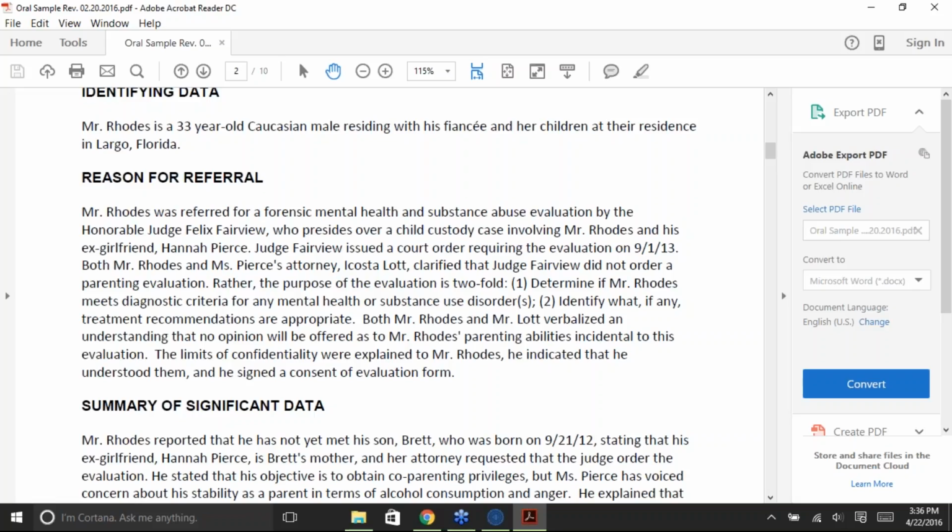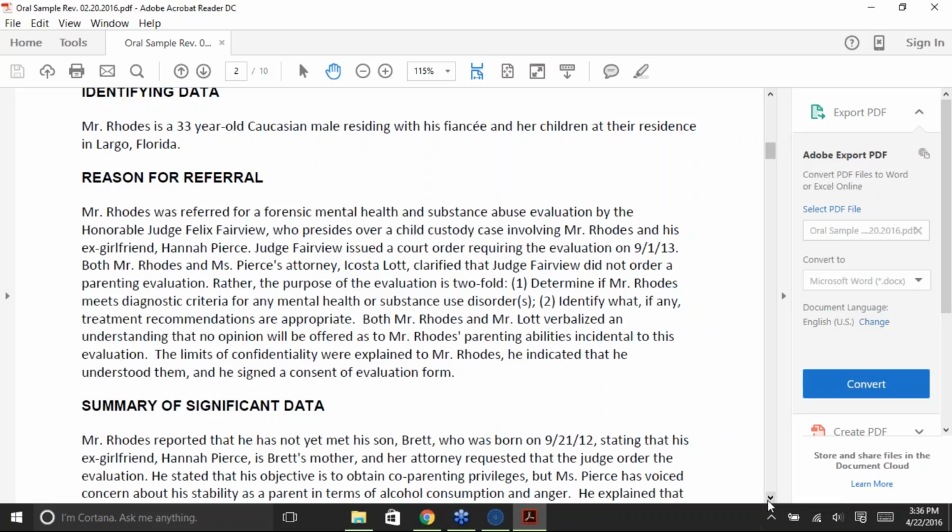And then we added the limits of confidentiality were explained to Mr. Rhodes. He indicated that he understood them, and he signed a consent for evaluation form. So here we're just covering our bases and documenting that we were abiding by our ethical obligations of really explaining what's going on with this evaluation, what it is and isn't. It's not therapy. I'm not your counselor. I'm an evaluator. I'm here to offer an opinion to the court. The things that you discuss with me will likely end up in court, and there are potential ramifications for that and so forth.